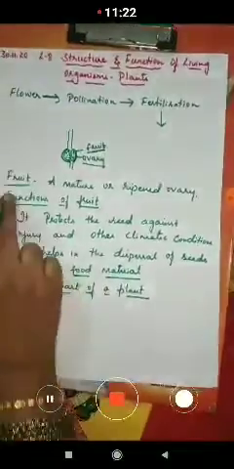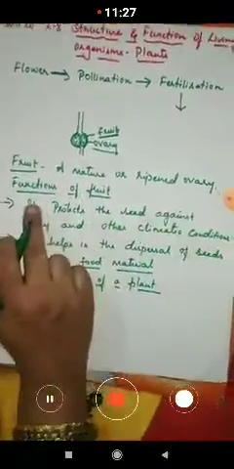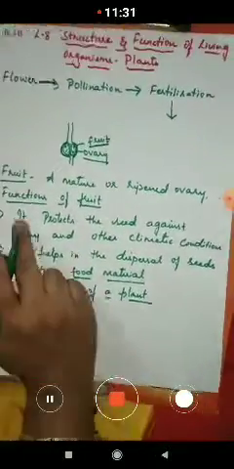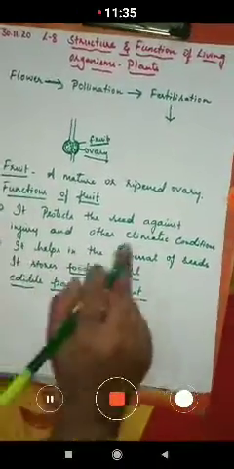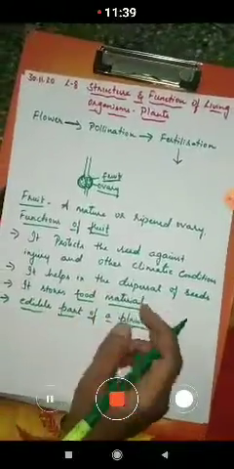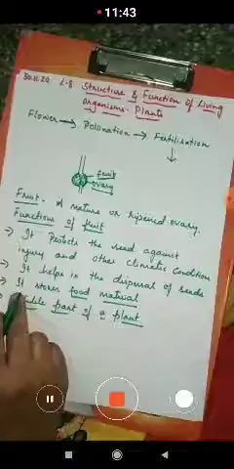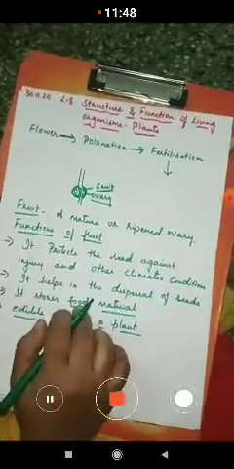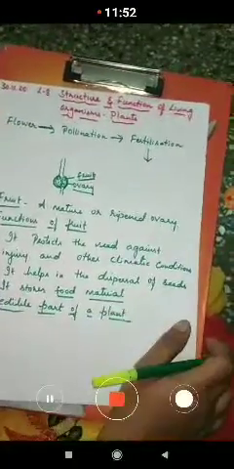So what is a fruit? Fruit is a mature or ripened ovary, and what are the functions of fruits? First one, it protects the seed against the injury and other climatic conditions. Second one, it helps in the dispersal of seeds. Next, the third one, it stores the food material. Next, as the food material is stored, it is the edible part of the plant.